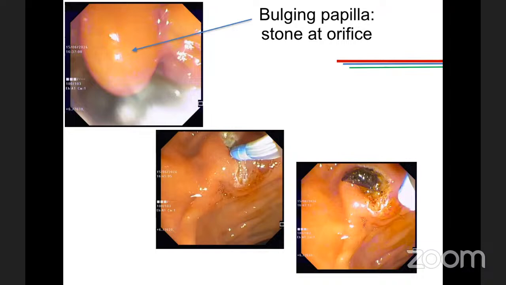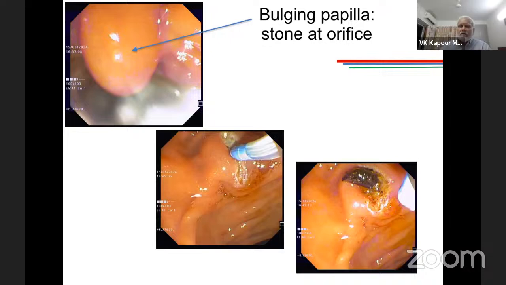Yeah, I agree that stent is a better option. In a thin-walled, small-size CBD, that's a better option to use. Definitely, sir. And you have to make sure that the stent has gone across the papilla into the duodenum.